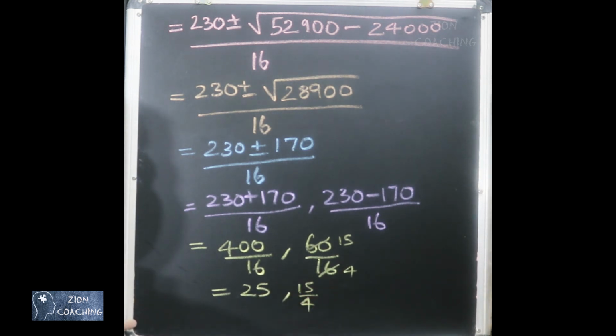Now these are your x values. x is going to be 25 hours or 15 by 4 hours. 15 by 4 hours means it is going to be nearly 3 hours and some minutes. Now you know that if the smaller tap is going to take 3 hours, then the larger tap is going to take 10 hours less. How can you have an answer in negative? So this 15 by 4 is not possible. Now this is our final answer.